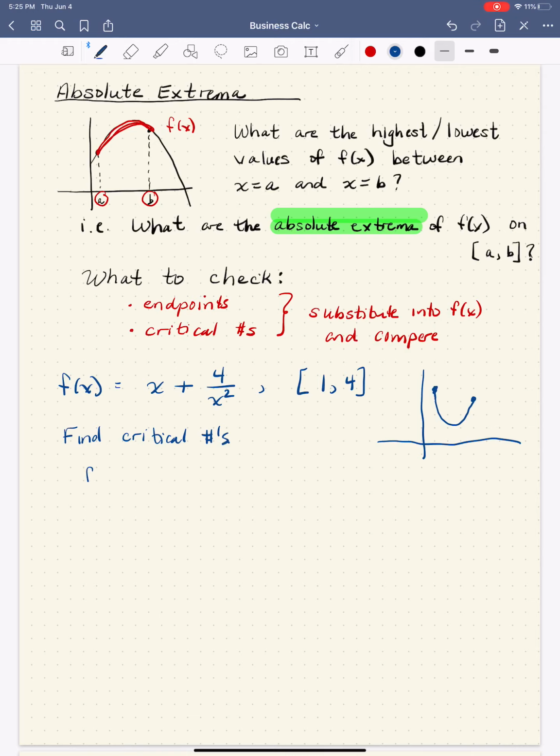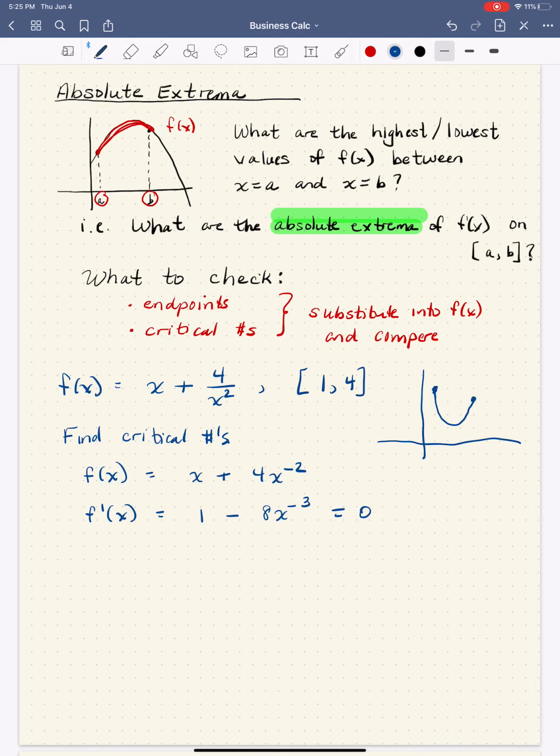So we'll first rewrite the function so that it's what I call derivative ready. In other words, I want to use the power rule if I can. So we get 4 over x squared as 4x to the negative 2. And then the derivative is, the derivative of x is 1. And the derivative of 4x to the negative 2 is 8x to the negative 3. If we bring the negative 2 down, of course, that changes that to a negative, and we want that to be equal to 0.